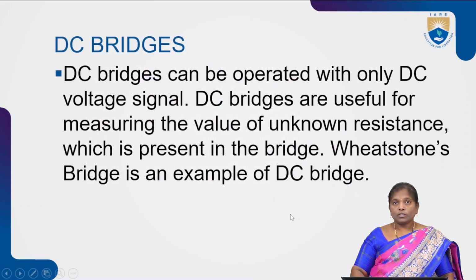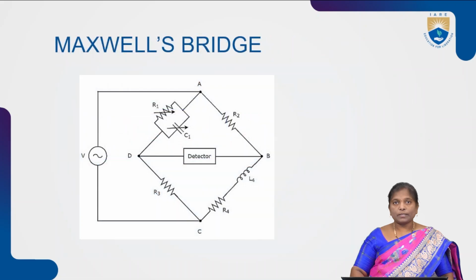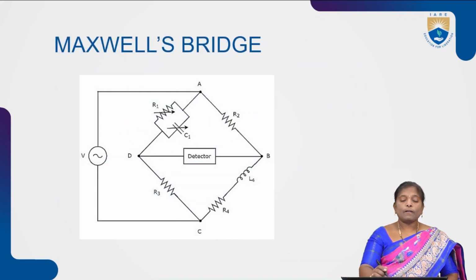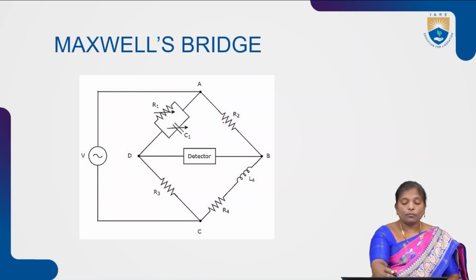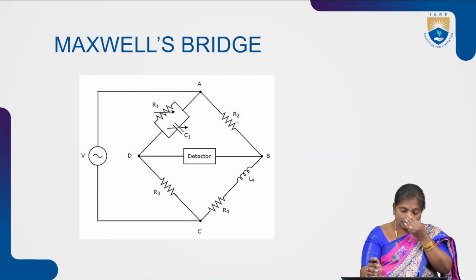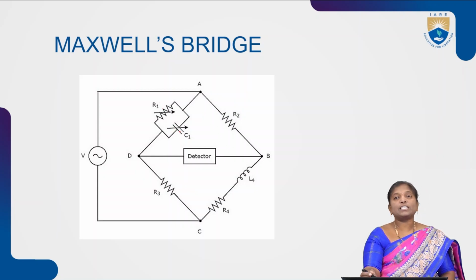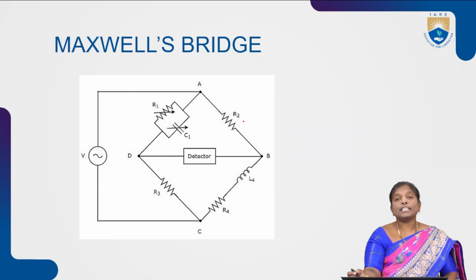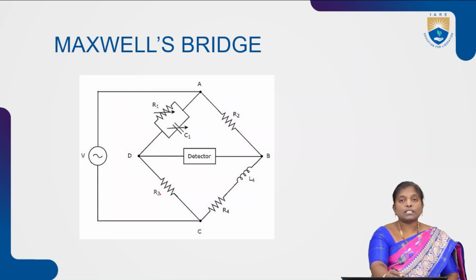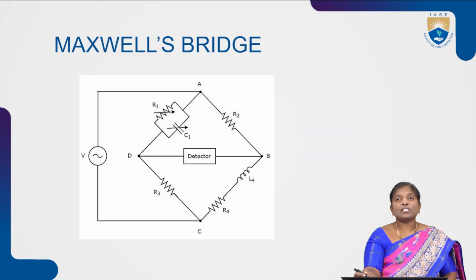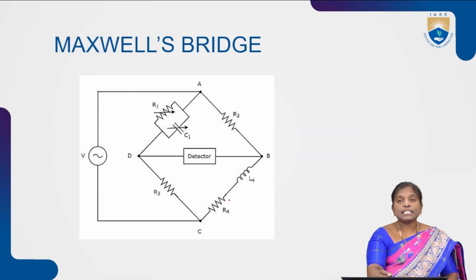In this way, we can find the unknown parameter in any AC bridge. Now, coming to one of the AC bridges, that is Maxwell's bridge. Similar to the remaining bridges, in this Maxwell bridge also we have 4 arms. The first arm consists of a parallel combination of resistance and capacitance, the second arm consists of resistance R2, the third arm consists of resistance R3, whereas the fourth arm consists of a series combination of resistance and inductance.